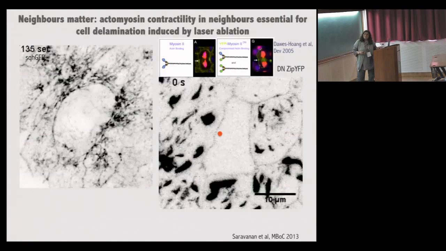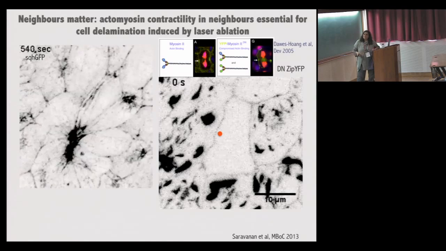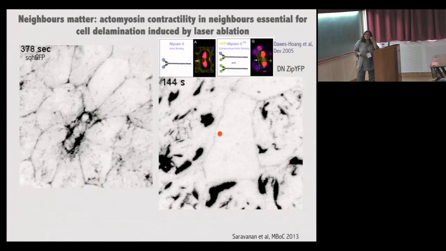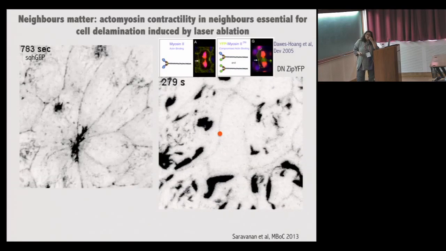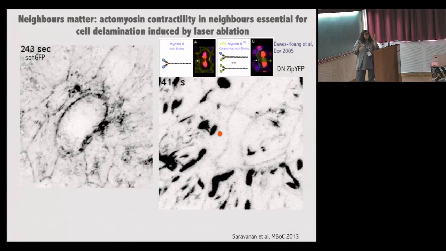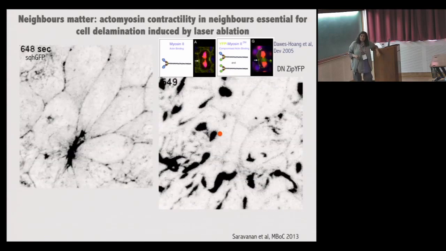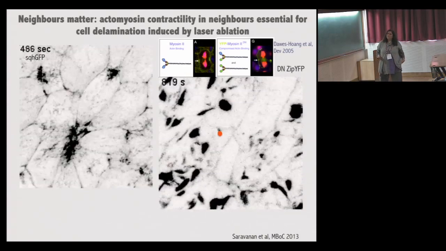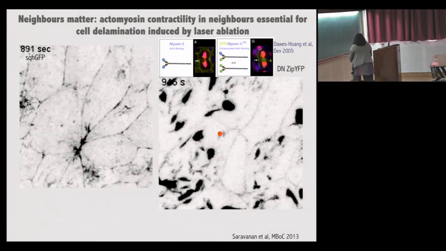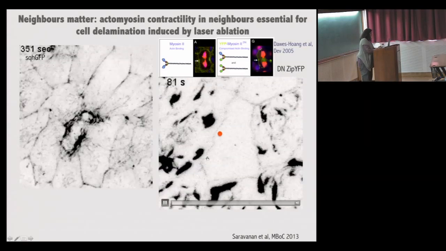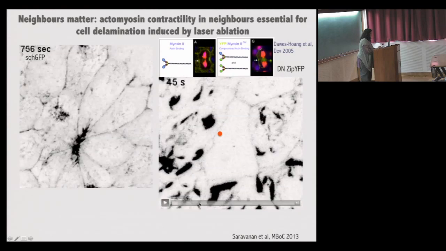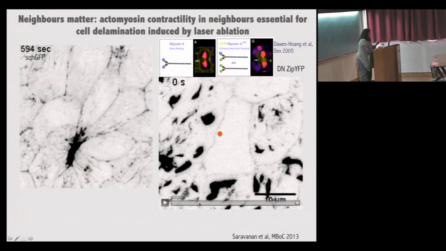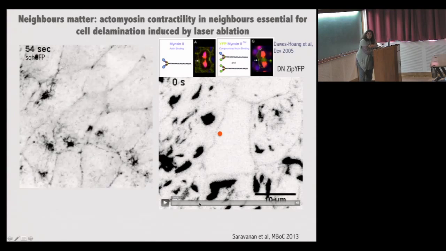Okay, so now just to ask this question that we were asking earlier on with germband extension, of whether you actually need the neighboring cells for something, one can now look at what happens if you use a laser to make an ablation in a cell that's wild type.